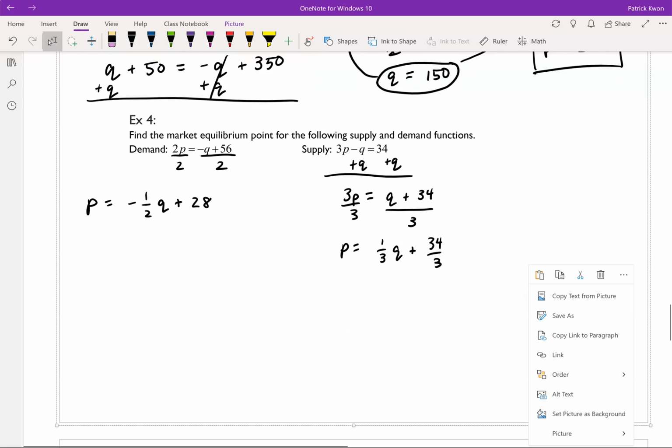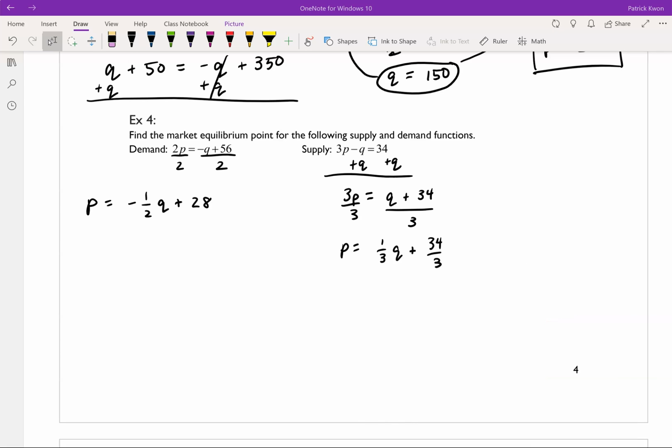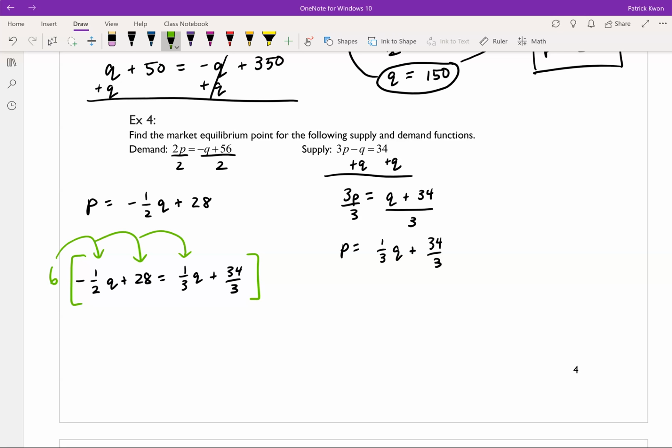Now I can set these two things equal to each other. So if I do that, I will get negative 1/2 Q plus 28 is equal to 1/3 Q plus 34 over 3. And again, I want to get rid of those pesky fractions, and so what I'm going to do is multiply every term by 6. Now you might be asking me, Mr. Kwan, how did you get 6?